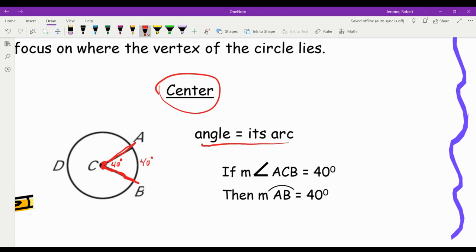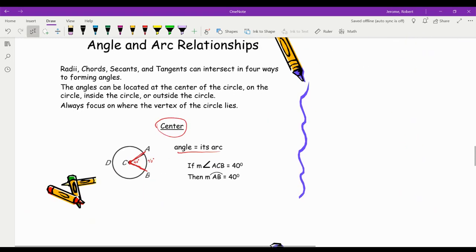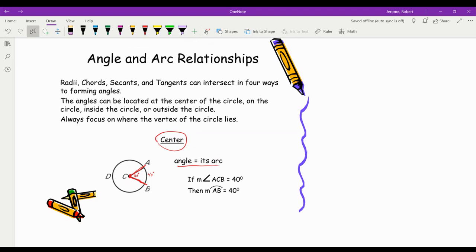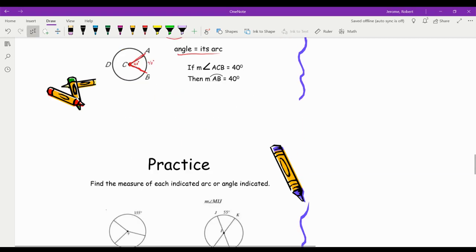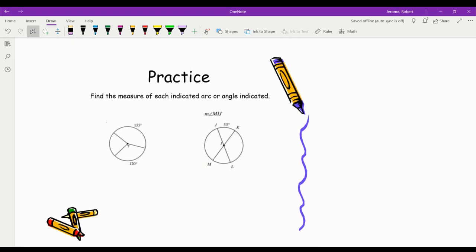And again, we're not talking about length. Big circle, small circle, different lengths. But 40 degrees is 40 degrees. So the angle is equal to the arc. Always pay attention to where the angle is. In this case, we're focusing on central angles. Okay. And everything else now comes down to some practice.